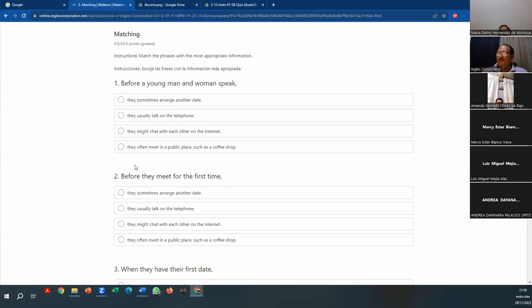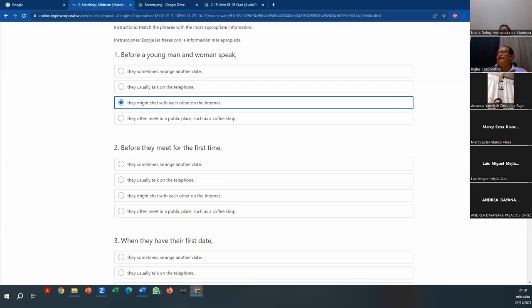I think they usually talk on the phone. Okay, yes. Before a young man and woman speak, they might chat. They might chat with each other on the internet, probably. Or they often meet in a public place.